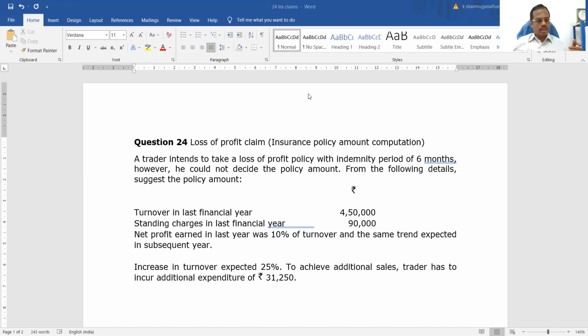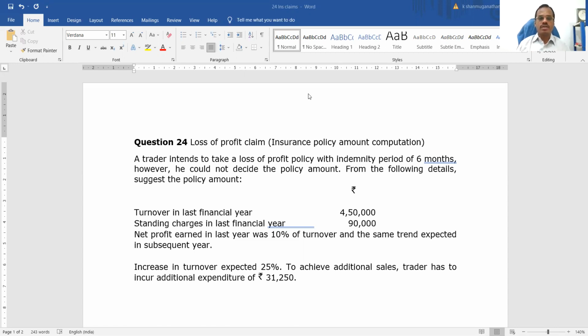If that being the case, you should consider anticipated increase, decrease, trend in sales, all those things. So remember, now only one formula is required. See how comfortable life is. Gross profit is equal to net profit plus insured standing charges. A trader intends to take a loss of profit policy with an indemnity period of 6 months.